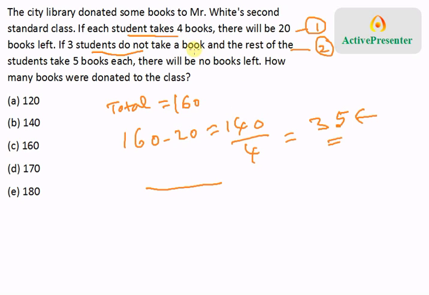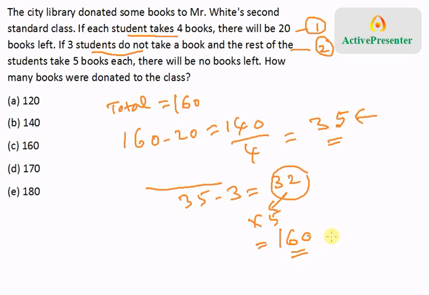Condition number 2 says 3 students do not take the book and the rest of the students take 5 books each. So out of 35, 3 people didn't take books, so there are 32 students who took the books. Each of these 32 students took 5 books. When they take it, there are no books left. So 32 times 5 is 160. So we got the total books as 160, which is the assumption we took initially.